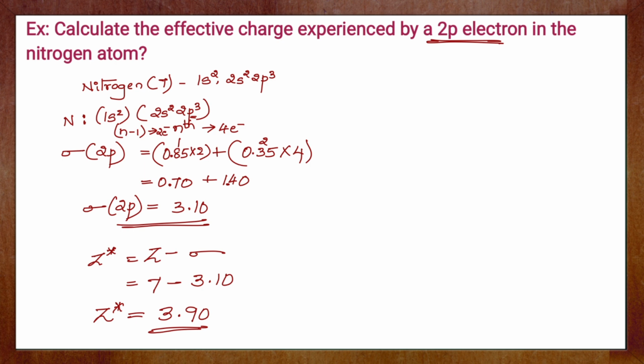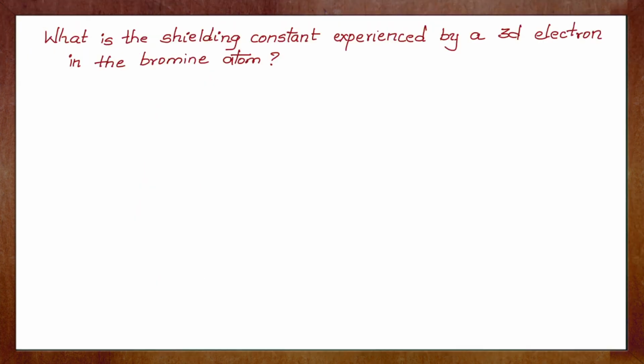Let us consider another example to be more clear. Now the question is, what is the shielding constant experienced by a 3d electron in the bromine atom? Here they have asked us to find the shielding constant, so we are not going to find the effective nuclear charge. We will just stop at the stage of calculating the shielding constant experienced by a 3d electron in the bromine atom. So the atom is bromine, atomic number is 35.